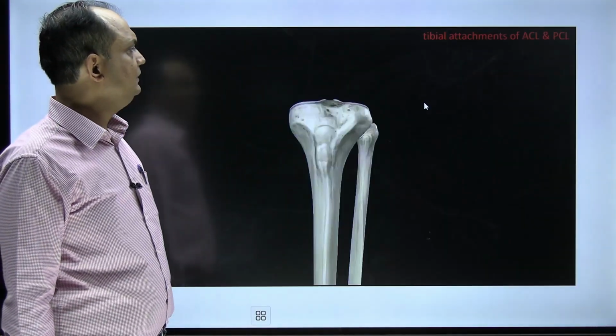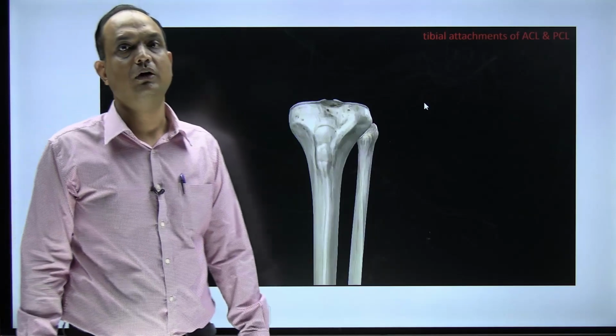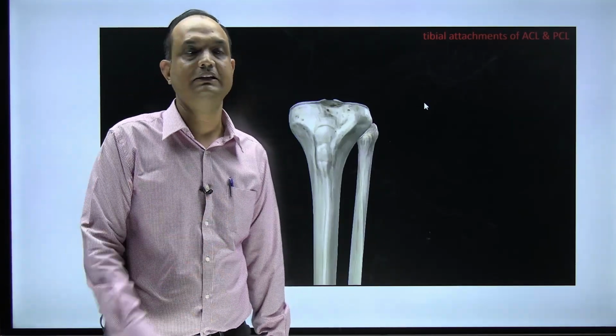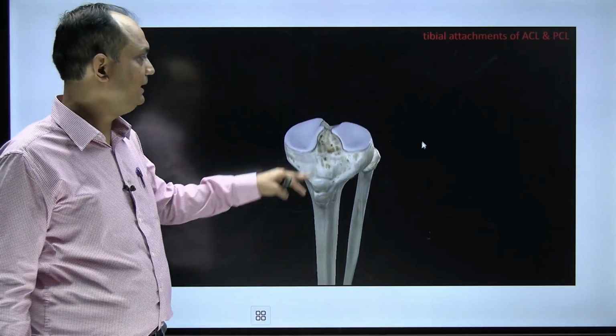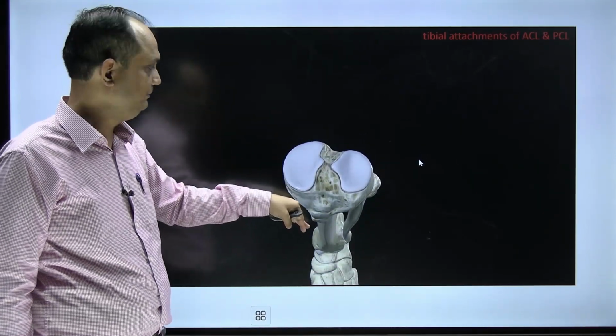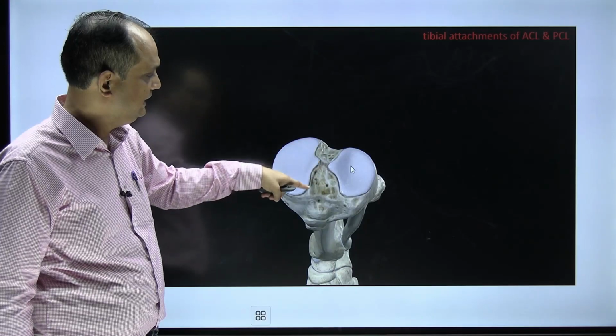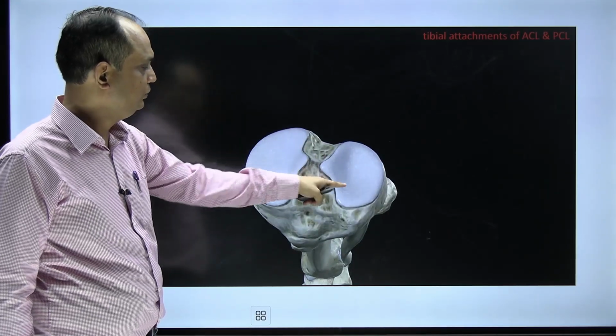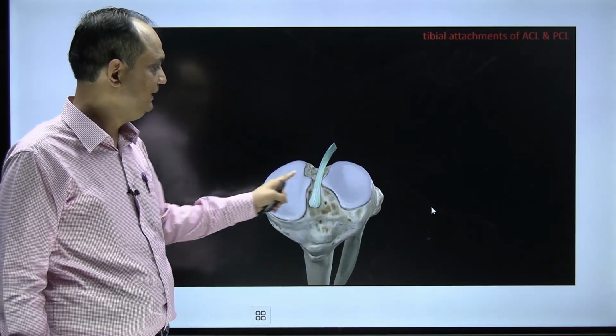Now here you can see what the attachments of the ACL and PCL on the tibia are. This is the tibial tuberosity, so this is the anterior aspect of the tibia. This is the intercondylar region of the tibia. These are the two condyles: this is the lateral condyle, and this is the medial condyle.